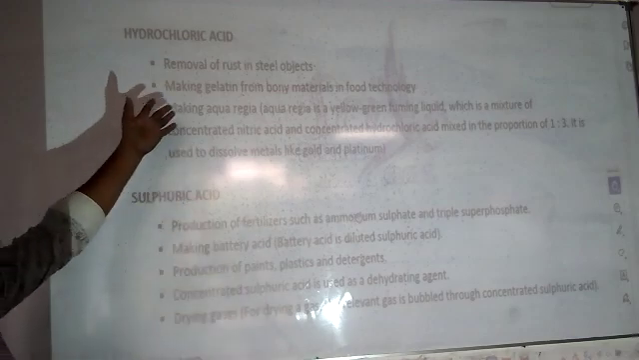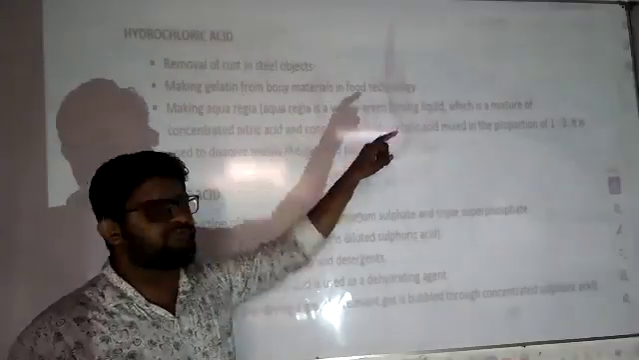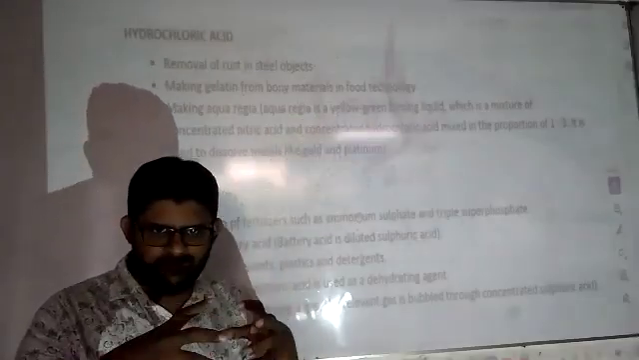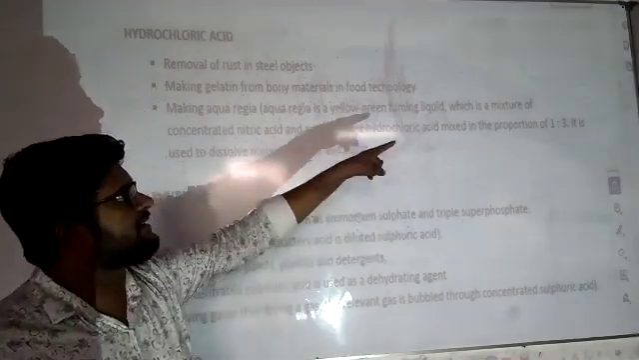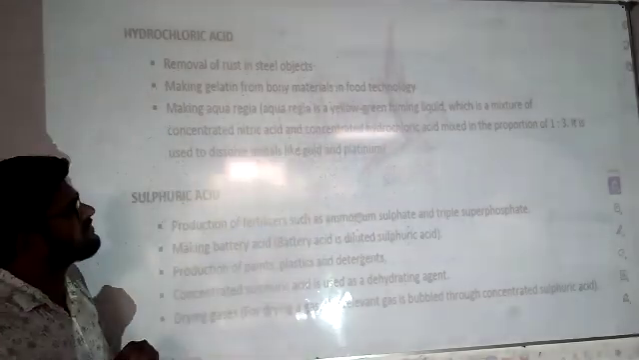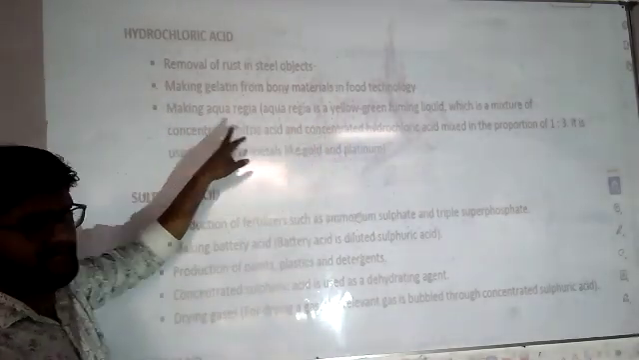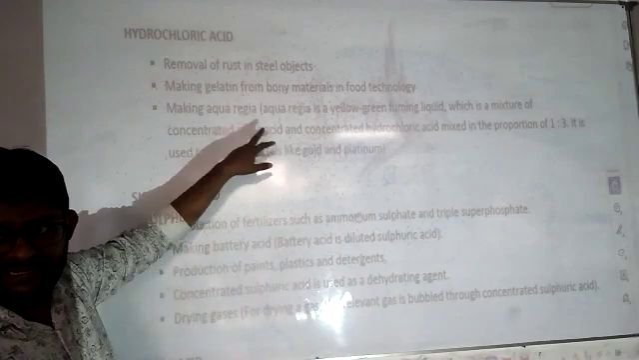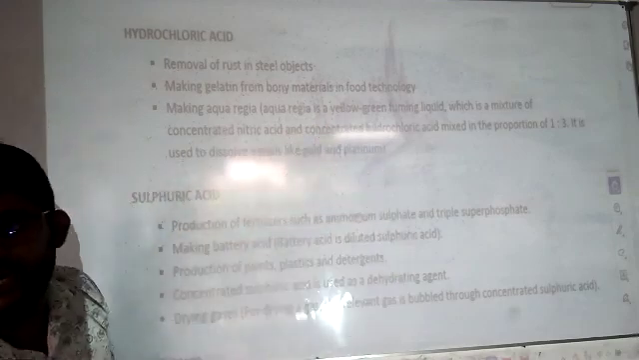Okay. Making aqua regia. Aqua regia is a mixture. It is a yellow-green fuming liquid with green-yellow fumes. It is a mixture of two acids. What are the two acids? Nitric acid and hydrochloric acid. Concentrated nitric acid and concentrated hydrochloric acid at a ratio of 1 to 3.